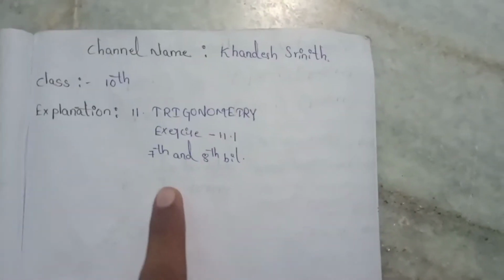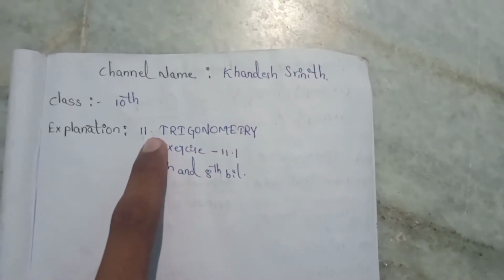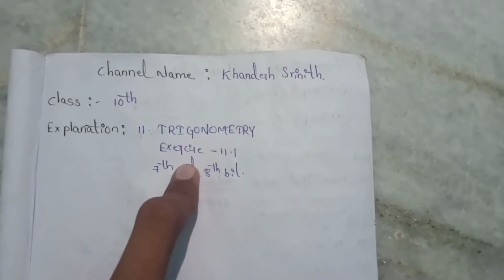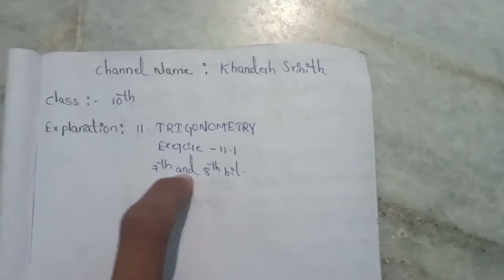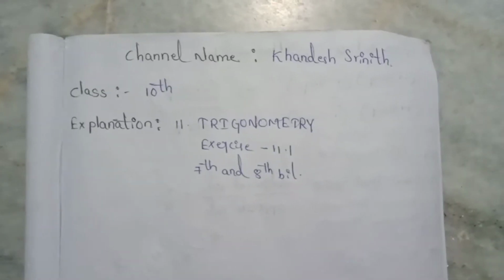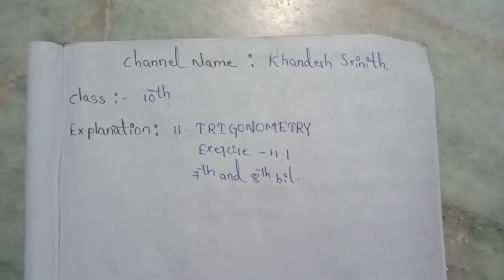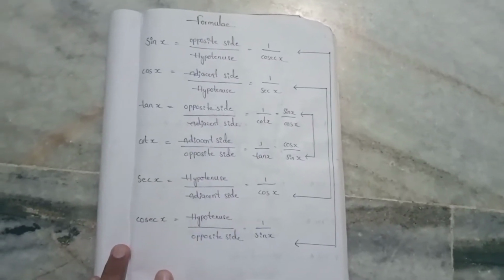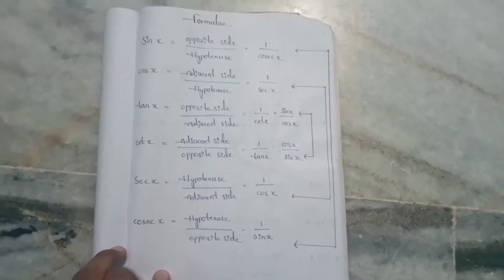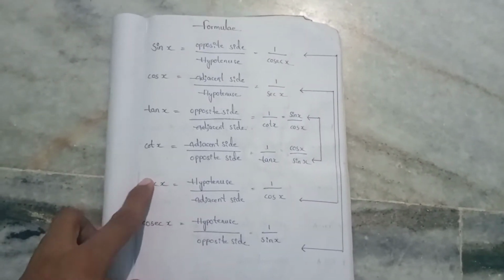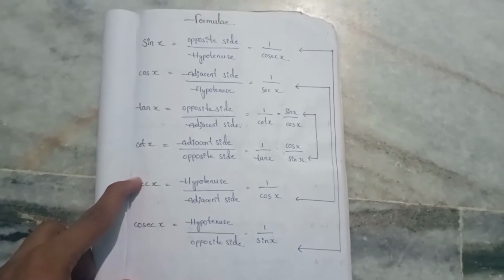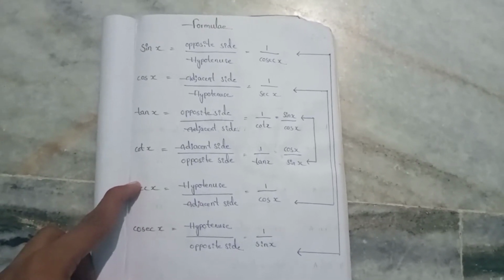In this session I am going to explain chapter 11, Trigonometry, exercise 11.1, the 7th and 8th bits. Before going to the session, first of all you understand the formulas. You have to refer to these formulas, and only after referring to them can you do the exercise problems. Let us go into exercise 11.1.